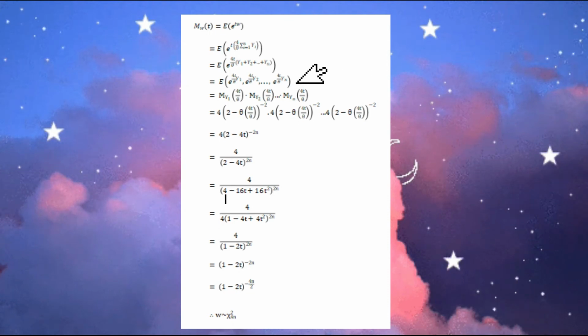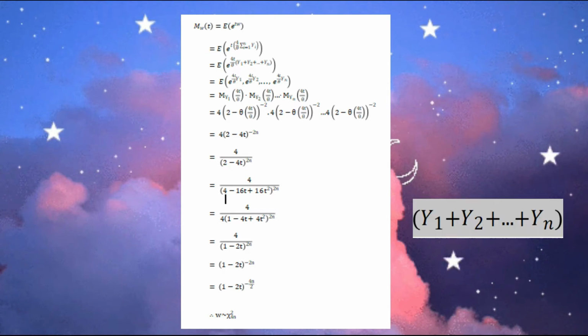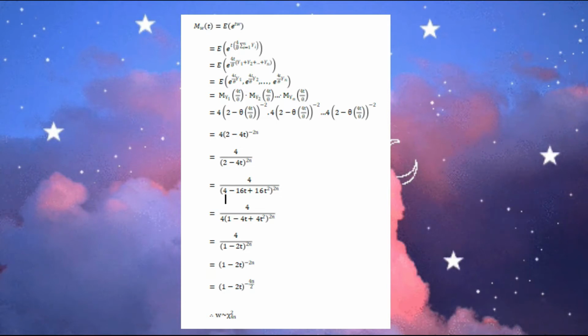So it could be written as the moment generating function. So what is the variable in this question? We know that the variables in this question are y1, y2 until yn. So we write the moment as M_y1(4t over theta) multiplied with M_y2(4t over theta) until multiplied with M_yn(4t over theta).